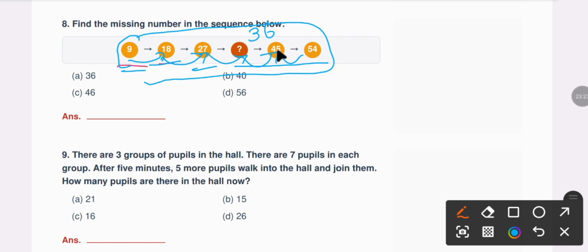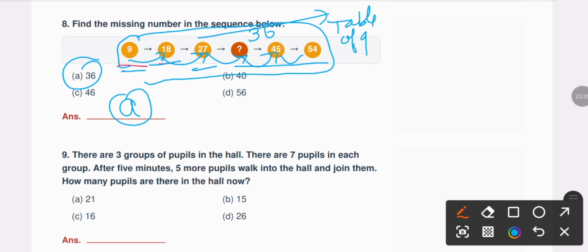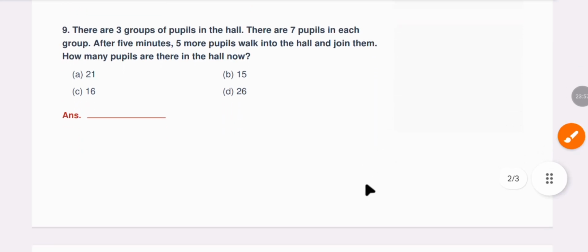So the answer is A option, 36. Simple table of 9. 9 2s are 18, 9 3s are 27, 9 4s are 36, 9 5s are 45, 9 6s are 54. So the missing number here is 36. 9 4s are 36. A option is the right answer. Go through to the next question.